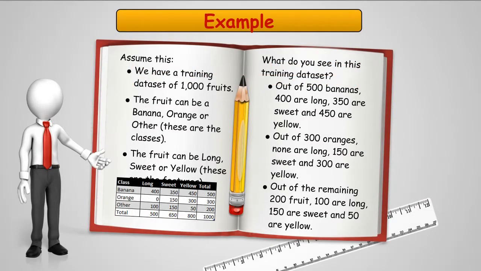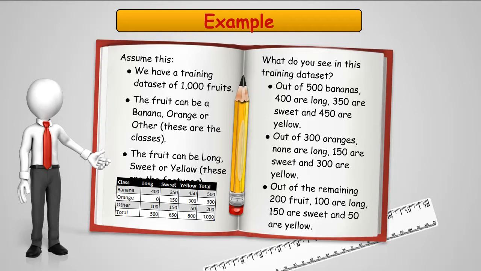Now, this is best really done by example. Let's assume we have a training data set of 1,000 fruits, and a fruit can be a banana, an orange, or other. And then the fruit can belong to the features of long, sweet, and yellow. And so now you look at the table below, and a banana, and they get a score for long, sweet, and yellow, and an orange, and other.